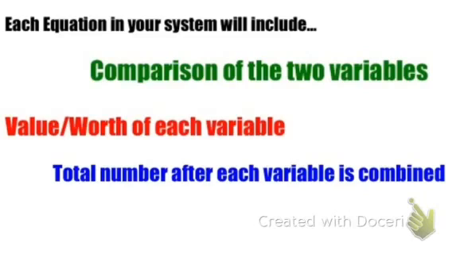So you've got to really read the content and identify: are we comparing 2 variables? Are we talking about the value or worth of each variable? Or are we going to have to describe what the total number is after each variable is combined? So look for these 3 things. There are obviously going to be more different situations, but these are the ones that I found common in Algebra 1 that you've been working with.